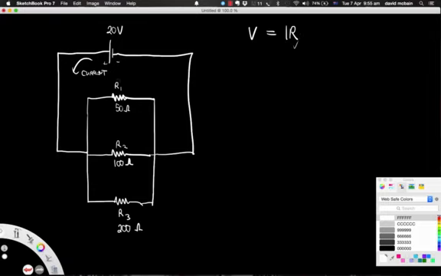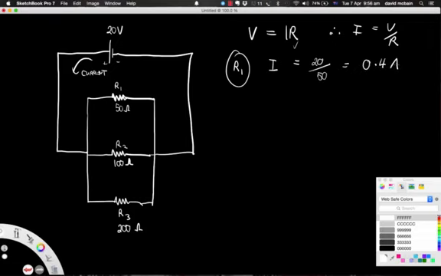So let's use the local version of Ohm's law to do that. I'll rearrange this formula: I equals V over R. Now we're going to work out the current through R1. Using the local version, the current through the component will equal the voltage across the component, which is 20 volts, divided by the resistance, which is 50. So that is 0.4 amps.